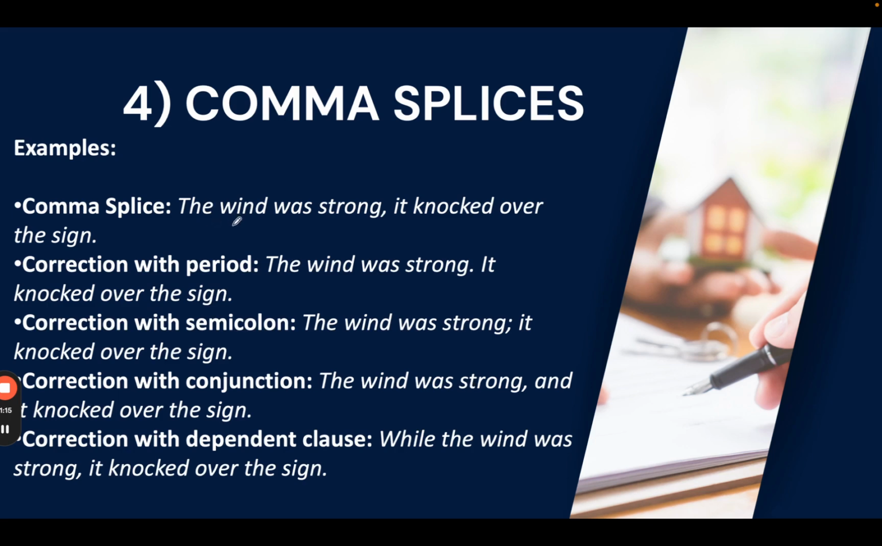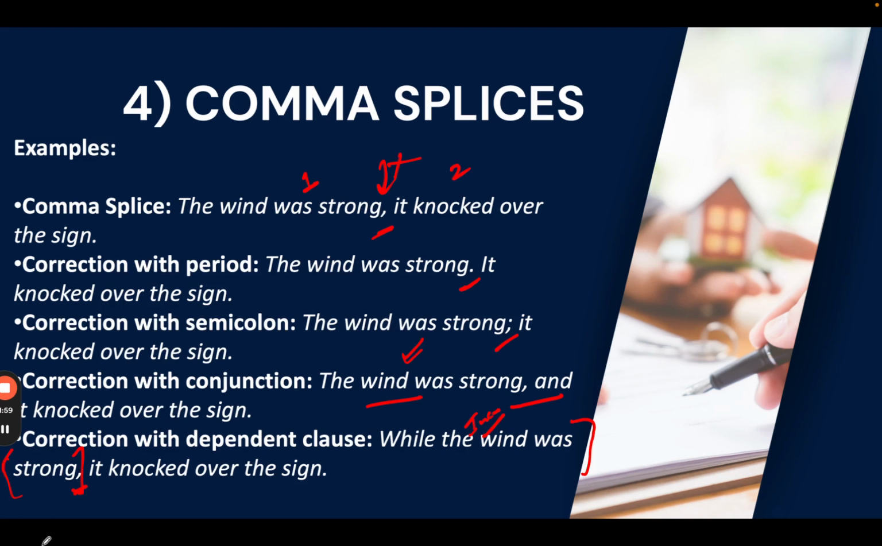Now look at this comma splice example. The wind was strong, sentence 1. It knocked over the sign, sentence 2. You've put a comma over here, which means there's a comma splice. Absolutely incorrect. Correction: put a period between them, put a semicolon between them, or put a comma conjunction, comma FANBOYS, between them. Or, now this is a new method that you'll be seeing, correction with a dependent clause, right? What I'm going to do is simply convert one complete sentence into an incomplete one. Now read this: while the wind was strong. When you say while the wind was strong, it is not a complete sentence, right? It feels like there needs to be more information. Now you don't have a complete sentence anymore, you have an incomplete sentence.